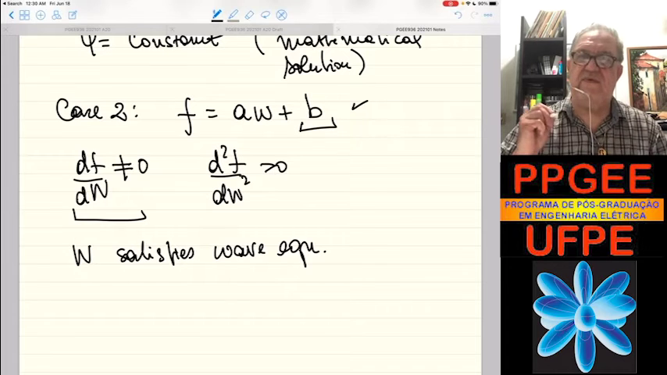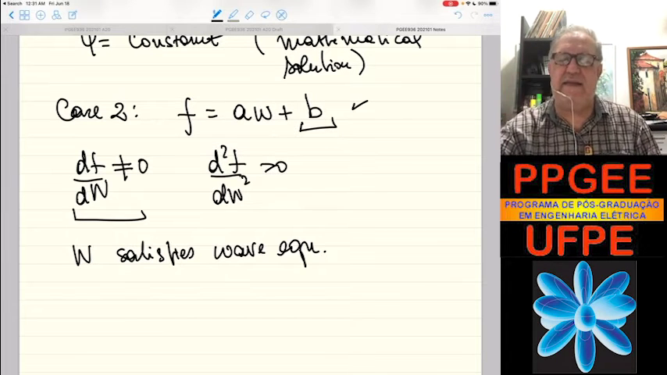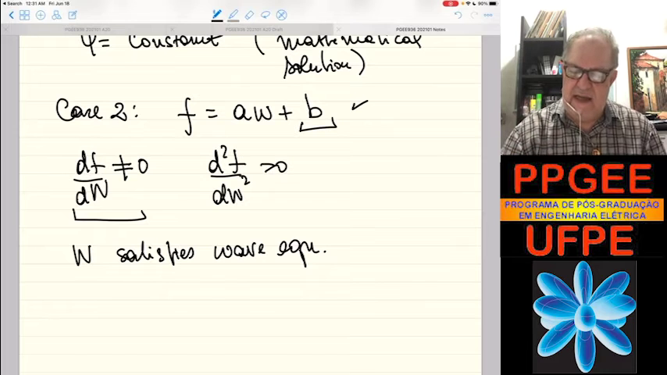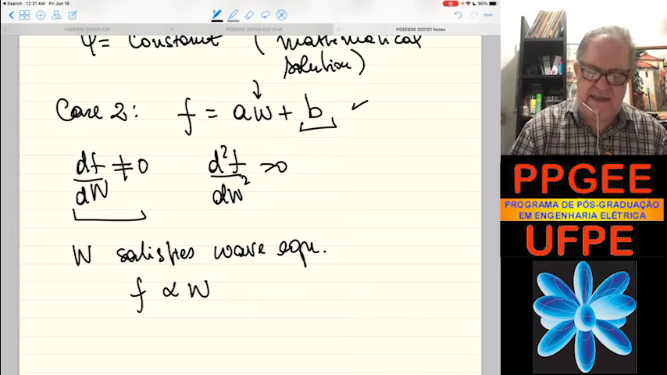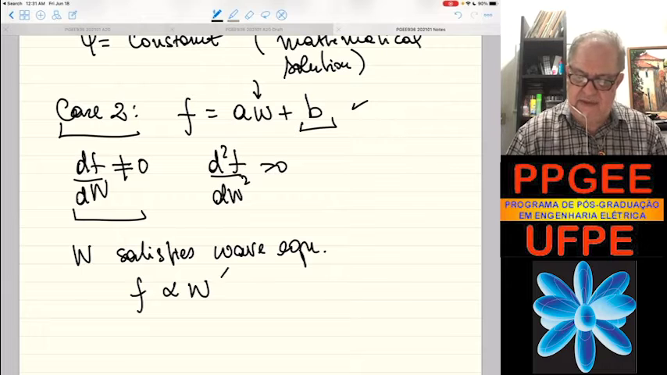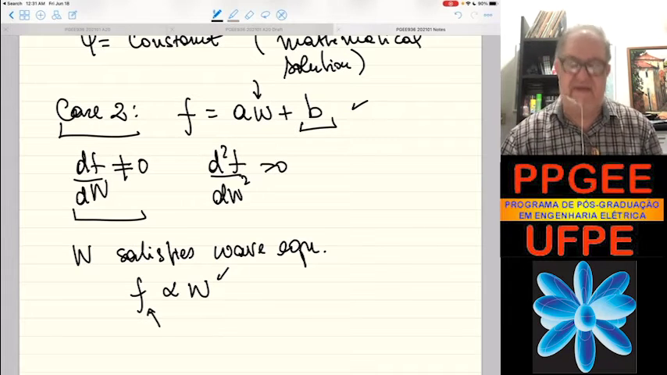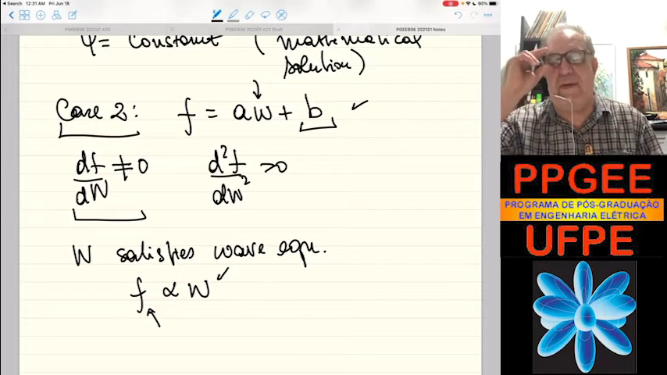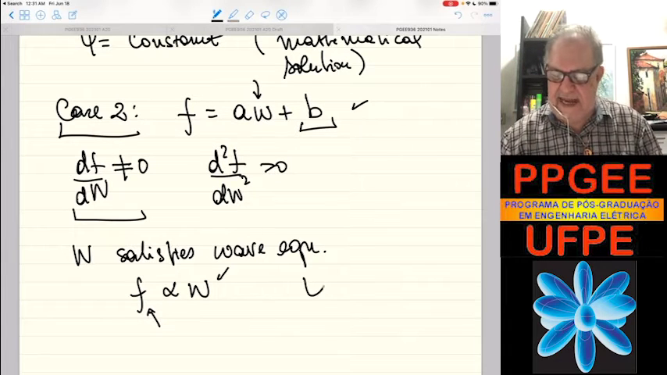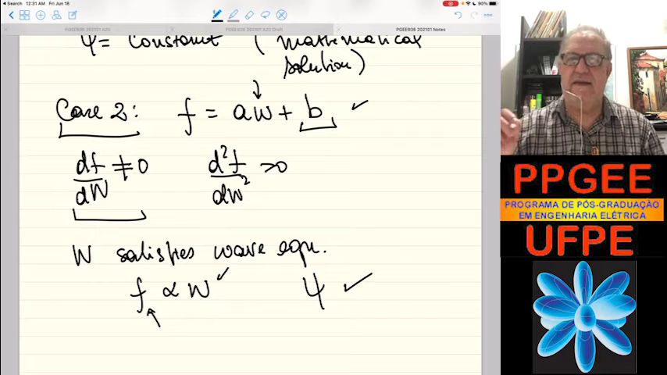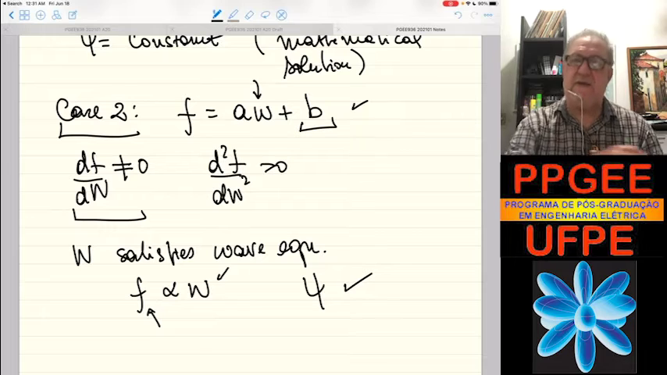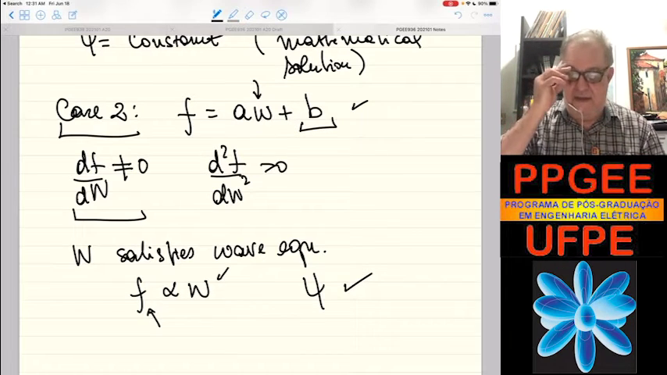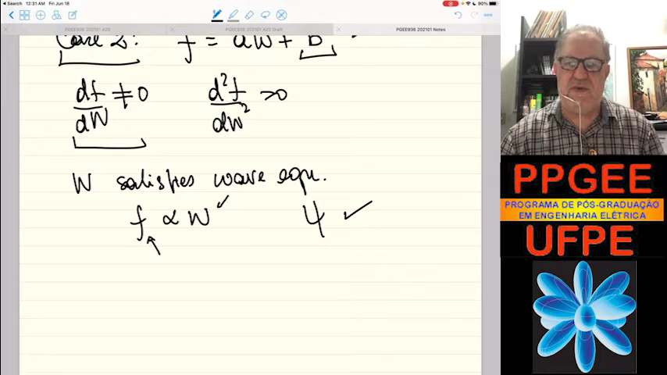So this has to be removed, right? A constant element doesn't bring any property. So in fact, we have a solution something like this: f is proportional to w. So what is case 2, in fact? Well, w satisfies the wave equation, so does f. F also satisfies the wave equation. But what does it mean? It means that psi satisfies the wave equation. But that's the original hypothesis. Psi has to satisfy the wave equation. So there's nothing new here. Okay? So what do we do?